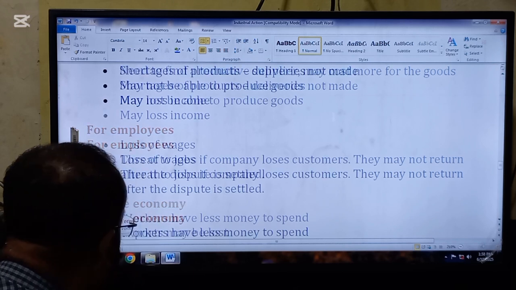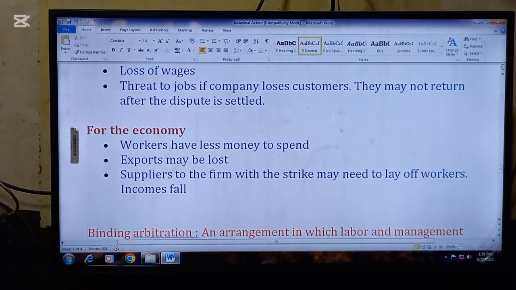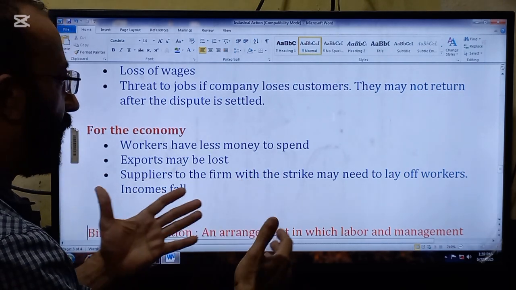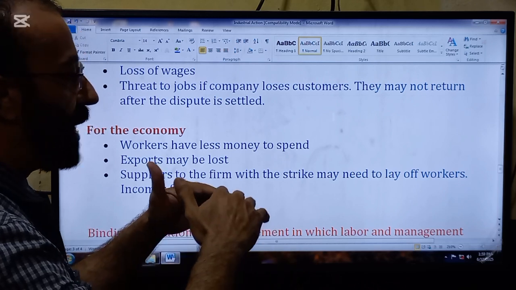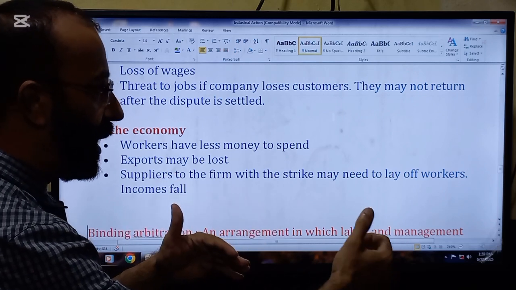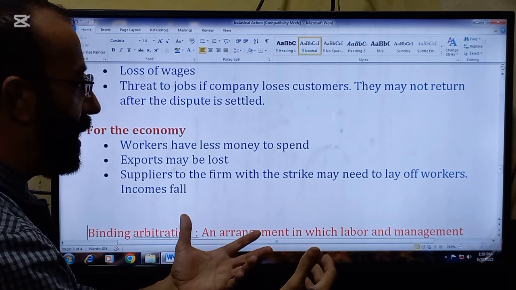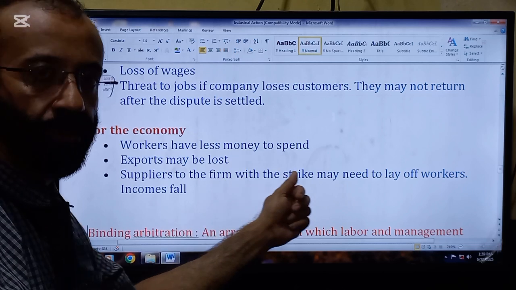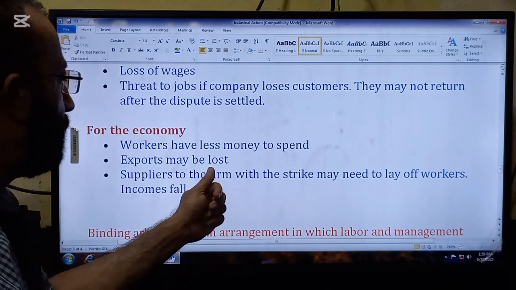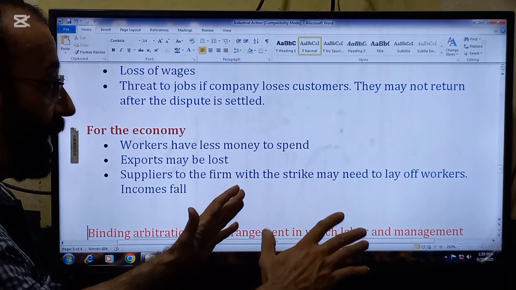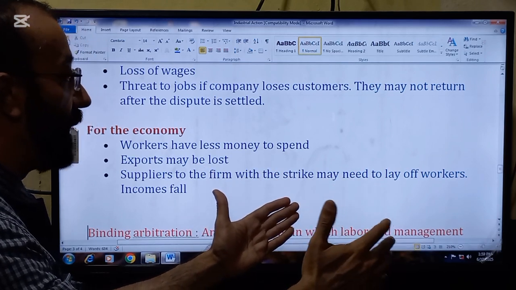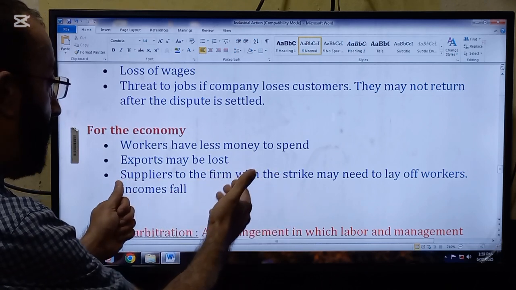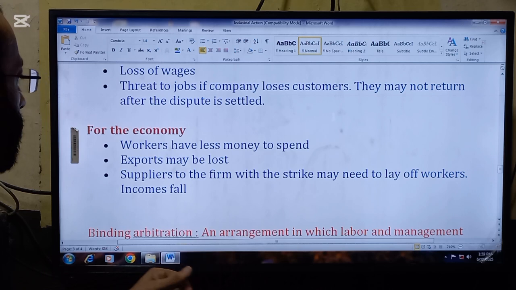Next are the harmful consequences of the industrial action for the economy. Workers have less money to spend, so definitely the production level will be low. As a consequence, workers will have less salary or may not have a salary at all. So as a result, workers have less money to spend. Next is exports may be lost. Because of the industrial action, a particular sector of the economy is not working well, so exports of the country may be lost or reduced.